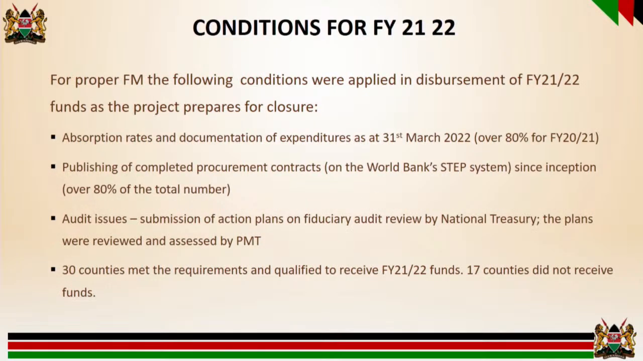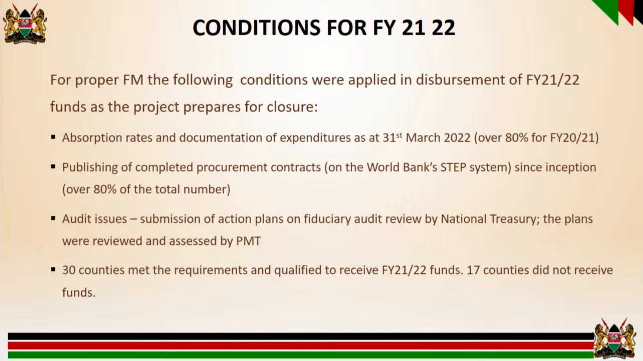So as the project geared towards closure, we had some conditions put in place for financial year 21-22, where we needed the counties to have attained 80% expenditure documentation rate for financial year 2021 as at 31st March 2022, which was this year. That was when we were compiling the disbursement list to the counties. And we had 30 counties that met this condition, 17 did not, and therefore were not eligible to get funding for financial year 2021-22. We'll be looking at the counties later on as we continue with the presentation.